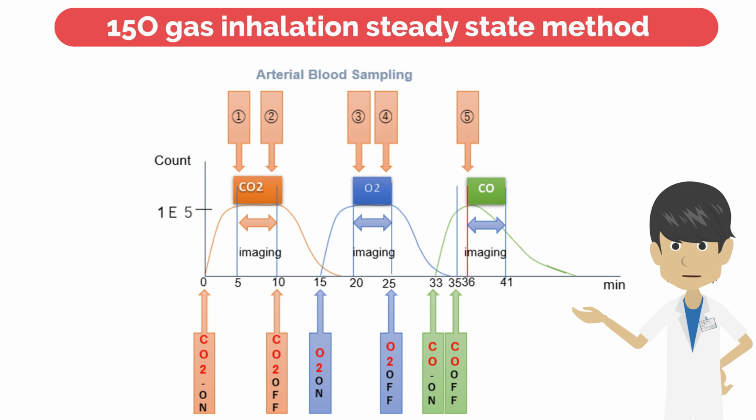First, if O15 CO2 gas inhalation is continued for the purpose of measuring cerebral blood flow, the radioactivity in the brain reaches a steady state. Since the half-life of O15 is 2 minutes, the next measurement of oxygen metabolism using O15 oxygen gas inhalation can be performed in about 10 minutes after the gas inhalation is stopped. Finally, the patient is asked to inhale O15 carbon monoxide gas, and cerebral blood volume measurement is performed. In this protocol, a total of 5 arterial blood samplings is performed.